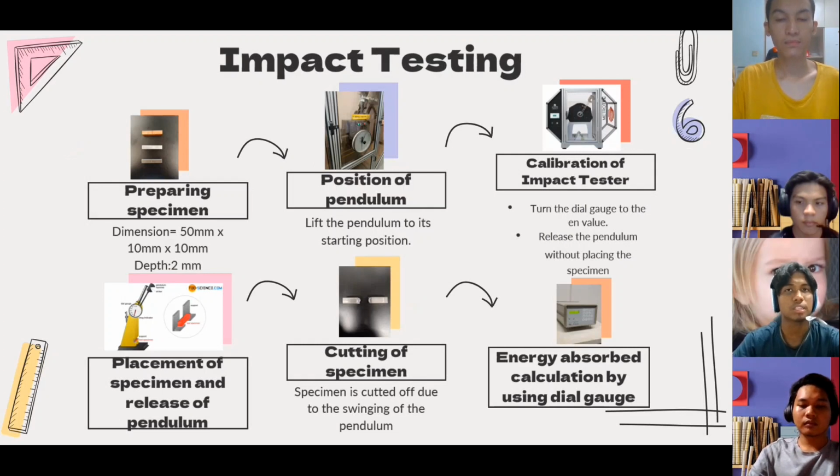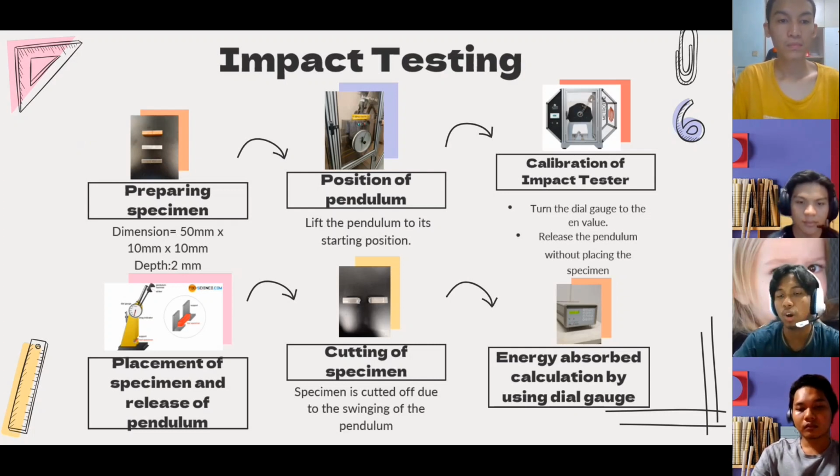The dimension for each specimen, aluminium and mild steel, is 50 millimeters by 10 by 10. The notch is located in the middle of the sample, and the depth is going to be 2 millimeters. Before we start the impact testing, we must do two things. We must ensure the pendulum is at its starting position, and calibrate the impact tester.